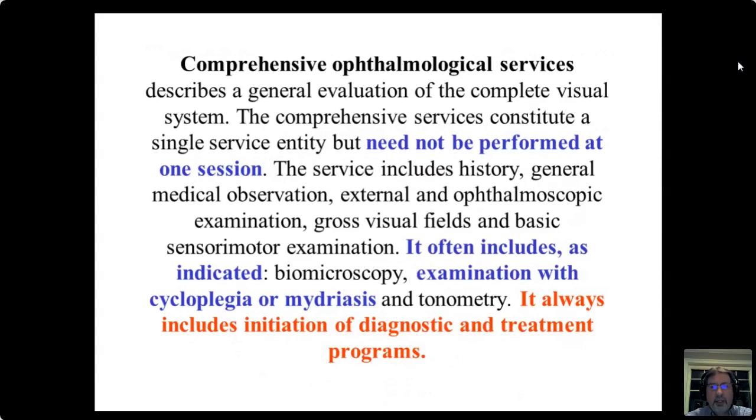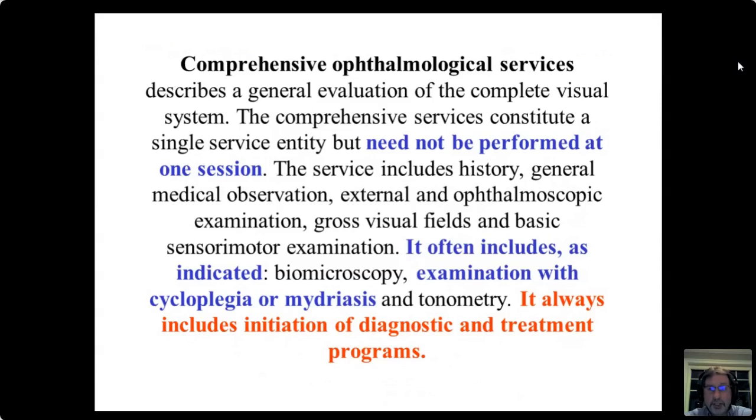And the comprehensive ophthalmologic services describes a general evaluation of the complete visual system. The comprehensive service constitutes a single service entity, but need not be performed at one session. So with the 92,000, if you're doing a 92014, you could actually do that exam, bring the patient back on another day to finish some of the tests, such as the dilation, and you don't have to bill a second office visit. It can just be included as part of that first one.